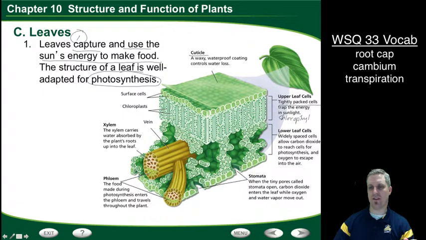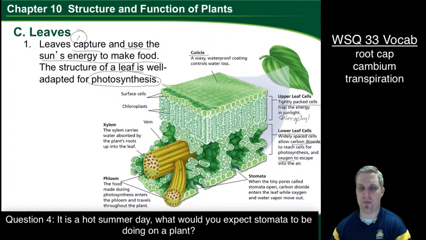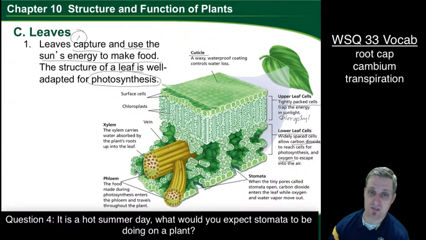Below them, there's the lower leaf cells. These are often called the spongy mesophyll. They're spaced out, and the reason why they have space in between is so that carbon dioxide can reach the cells for photosynthesis, and so oxygen can actually escape out into the air. And so they have these spaces in the spongy mesophyll, that's why they call it spongy, which allow the leaf to be able to really breathe.